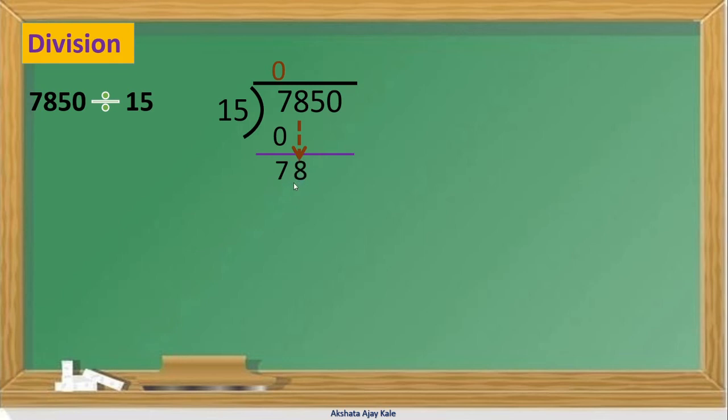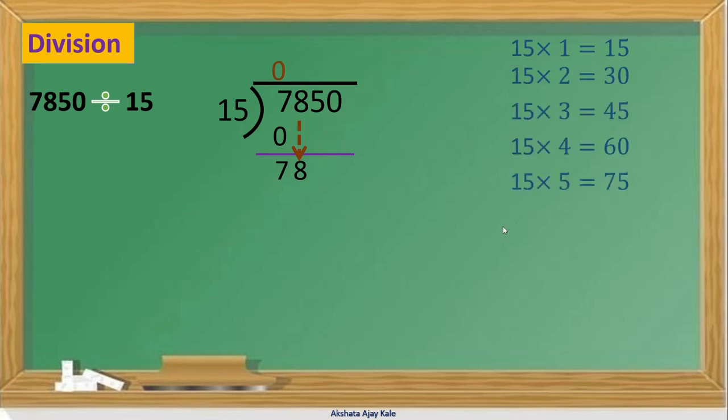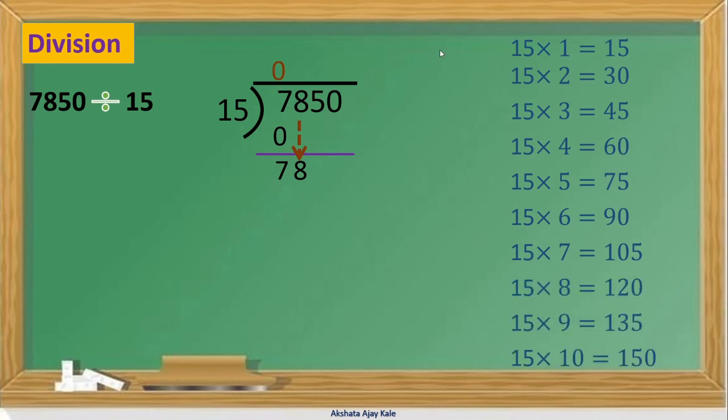Now 78, it is larger than 15, correct? We have to recite the table for 15. Dear children, here I am going to write the 15 table. If you want to write, you can write. Okay. Now we need the number nearby 78 or 78. Here, see here. Yes, 15 5s are 75, isn't it?